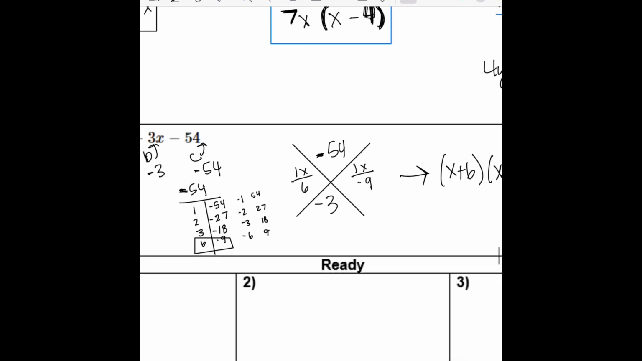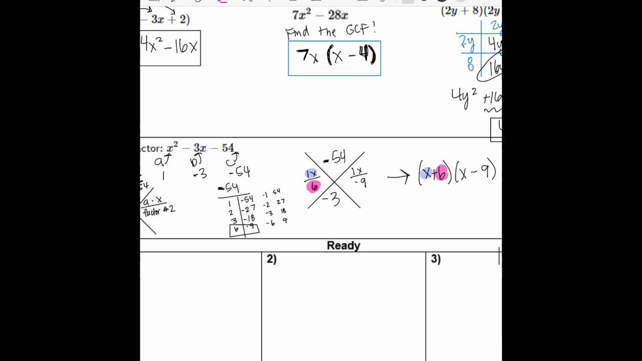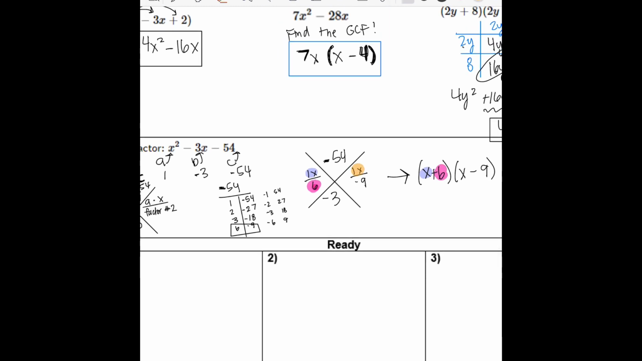Now what happens here is that we take this top and it ends up here. We take this bottom and it ends up here. We take this top, it ends up here. And then we take this bottom and it ends up here. You'll notice their signs go with them. It's a positive 1x, so that's what comes out. It's a positive 6, so that's what comes out. It's a negative 9, so that's what comes out.